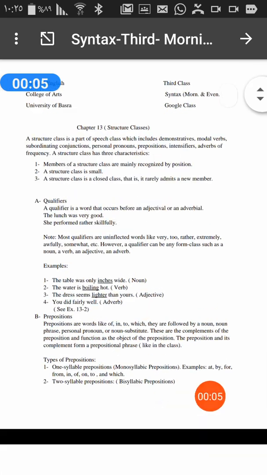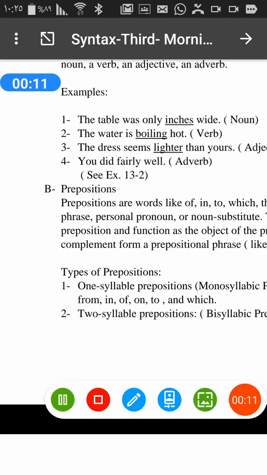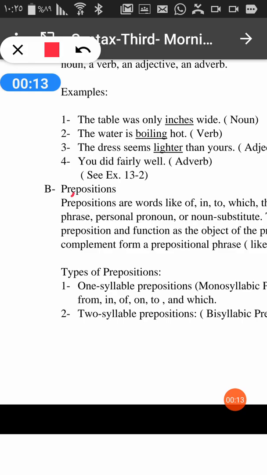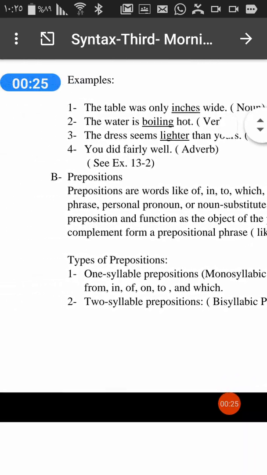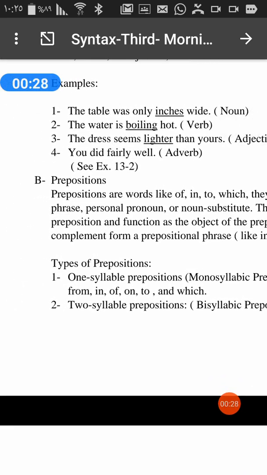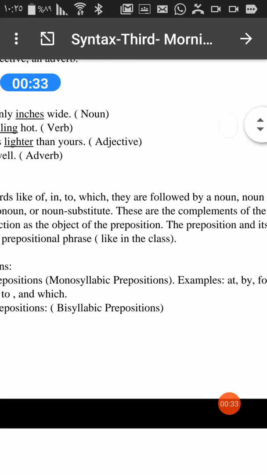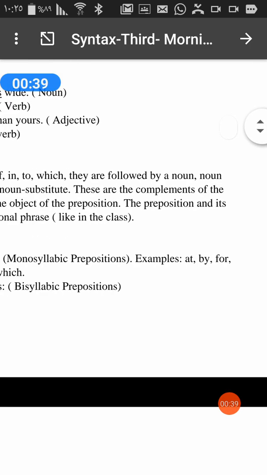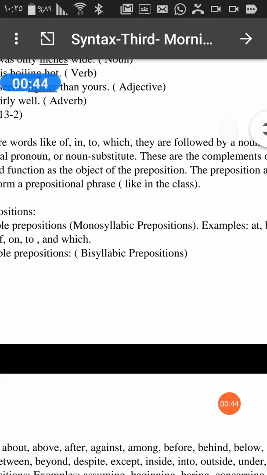Now we talk about section B, which is prepositions, حروف الجر. So first of all, we are going to define prepositions. What are prepositions? Prepositions are words like of, in, to, which, etc. You know, all these are prepositions. They are followed by a noun, noun phrase, personal pronoun, or noun substitute.